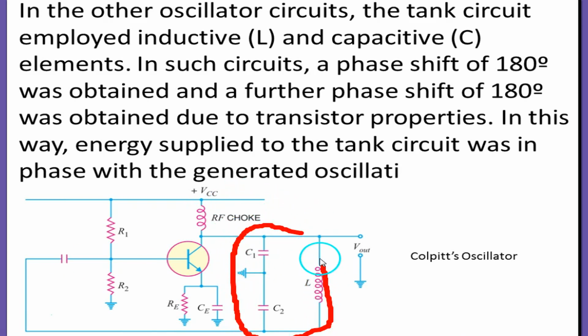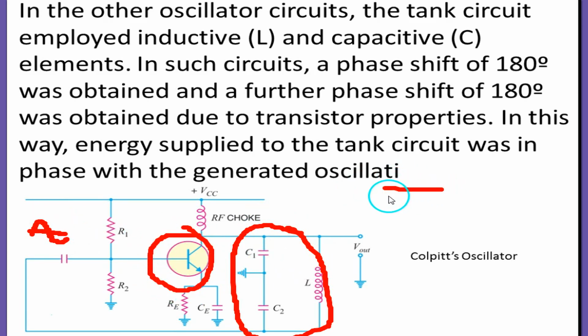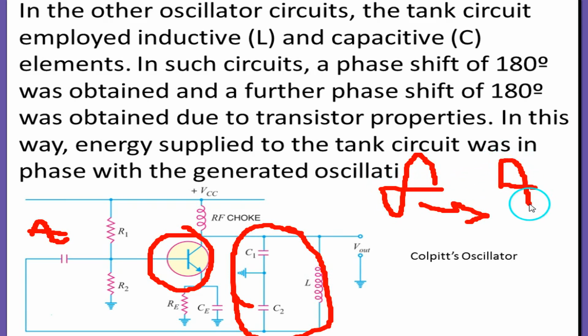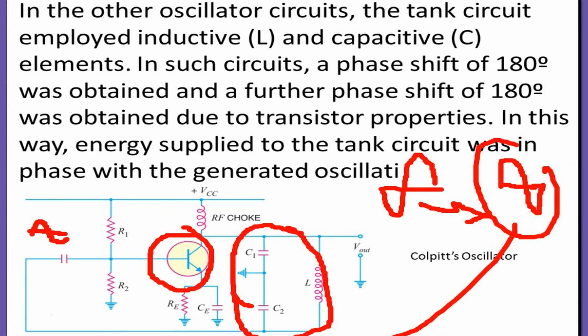The tuned circuit or the tank circuit gives a phase shift of 180 degrees. 180 degrees means, like this is the input signal, and the transistor gives a phase shift of 180 degrees like this. Again, the tuned circuit also gives a phase shift of 180 degrees to this one. Again it becomes like this. So this signal is taken back, and it comes in phase with the input. That is the requirement.